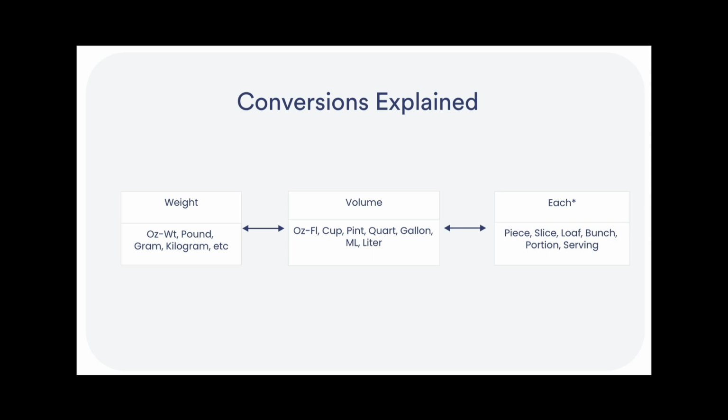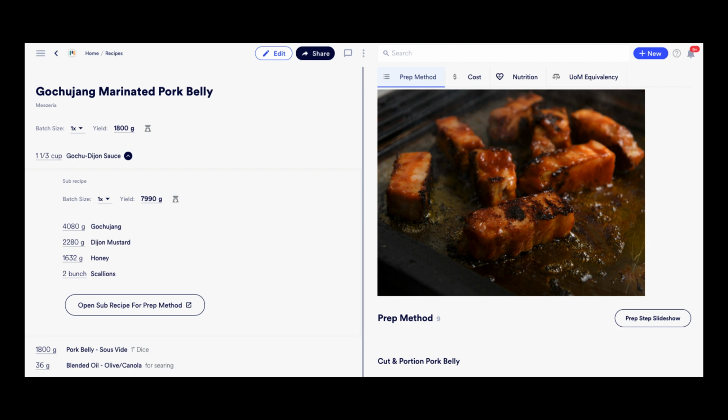So why is this important? One of the best tools in MEAS is the sub-recipe feature, where any recipe is able to be used as an ingredient on any other recipe. In this example, we have a sauce that we're going to use in our pork belly dish. Like when building any recipe in MEAS, we add a quantity and a unit of measure to our sub-recipe, just like we would an ingredient. In this case, it's 1 1/3 cups of sauce.